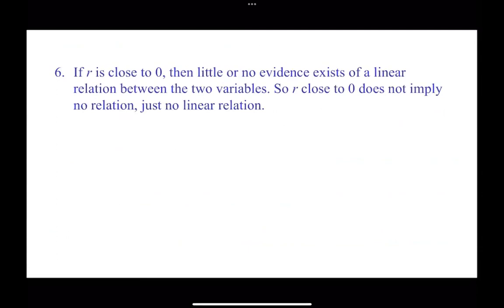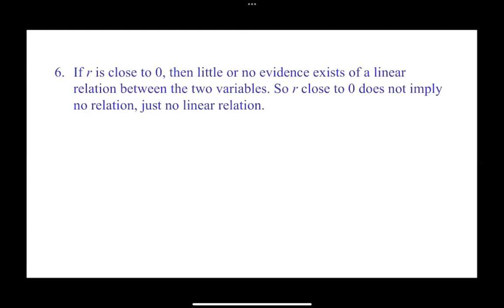If R is close to 0, there is little or no evidence of a linear relation. If our R gets super close to 0, then there's basically no linear relation, but there can be some other relation. It could be quadratic, cubic, or exponential, but it's not linear. So don't ever say no relation. Say no linear relation, or you can say strong or moderate or whatever. I'll talk about ranges and rules of thumb in a few minutes.